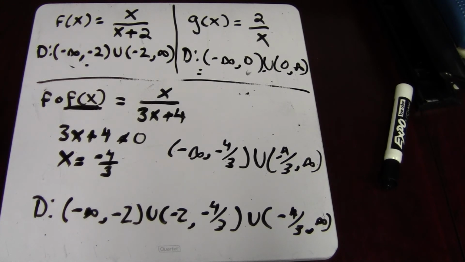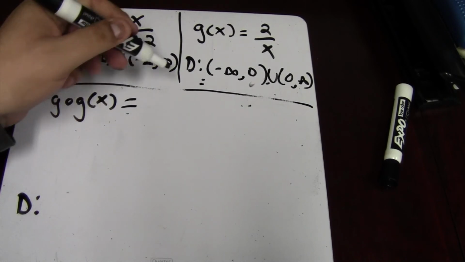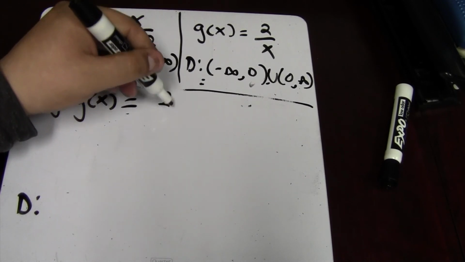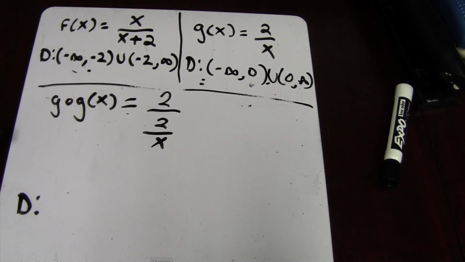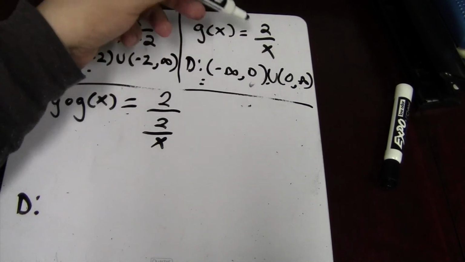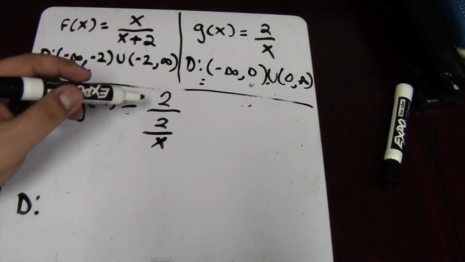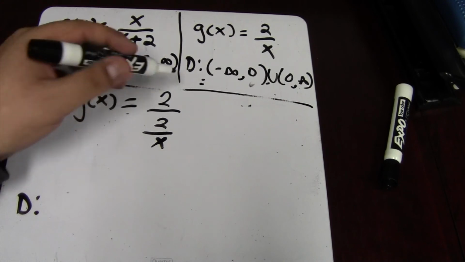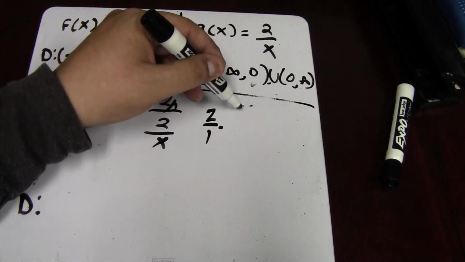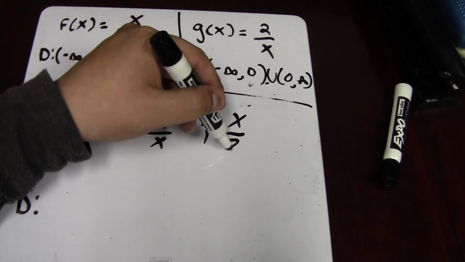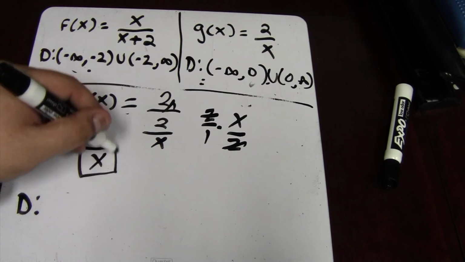Finally, let's do g of g. Okay, so g of x here, we're going to take g of x and plug in g where we see x in the original function, so we're going to plug g right back into that. Now, doing the algebra to flip and multiply, that's 2 over 1, so I got 2 over 1 times x over 2. We see the 2's will cancel out, and so we're left with x.